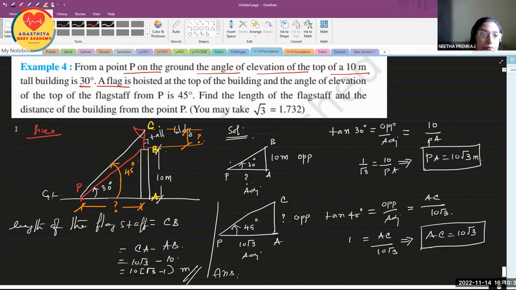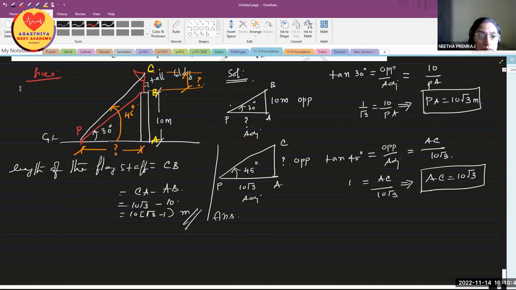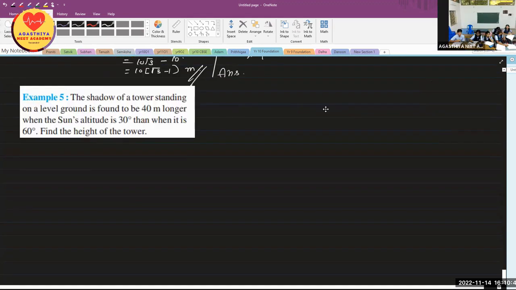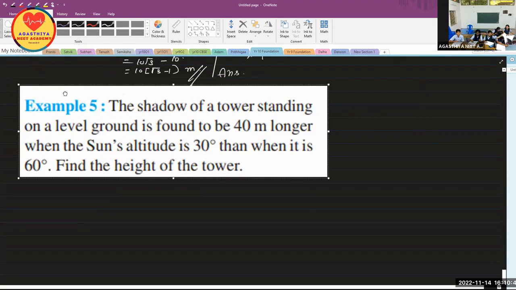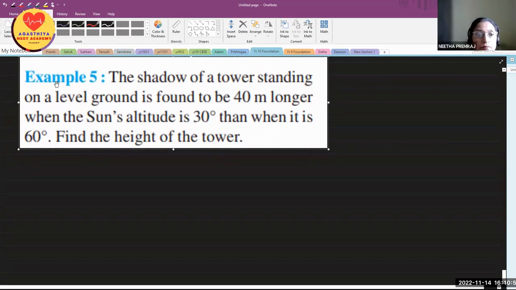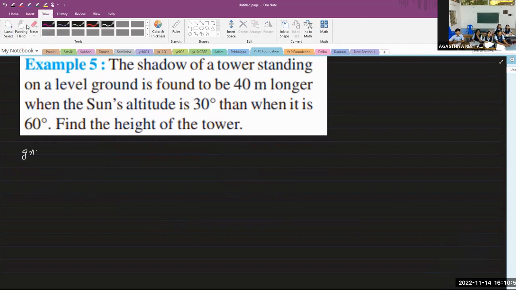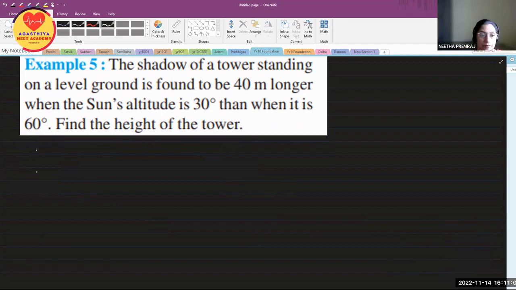Finished. Okay. Yes, this one. What is given?